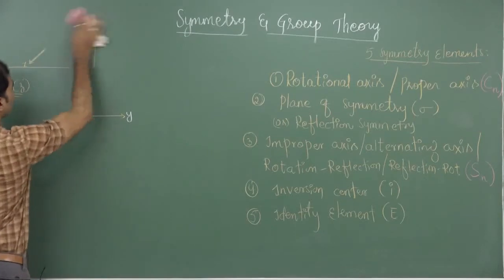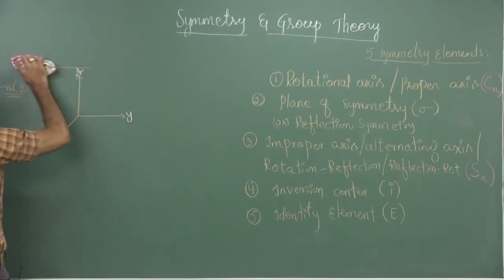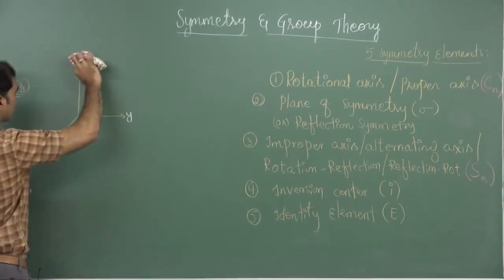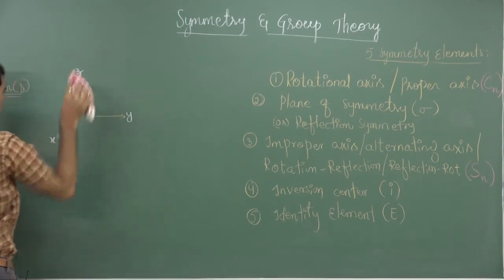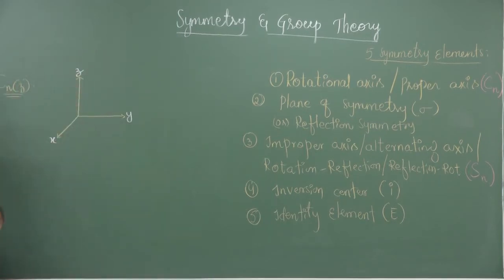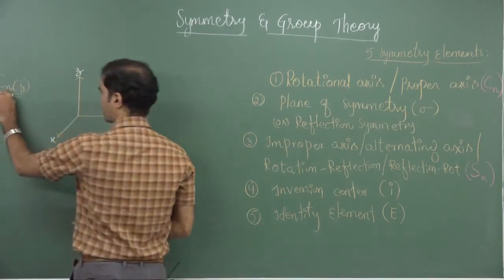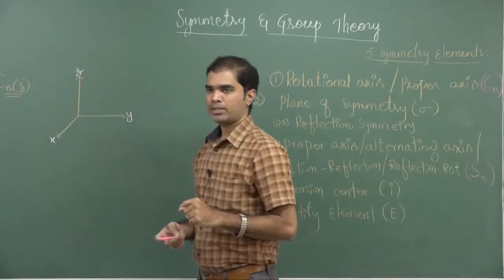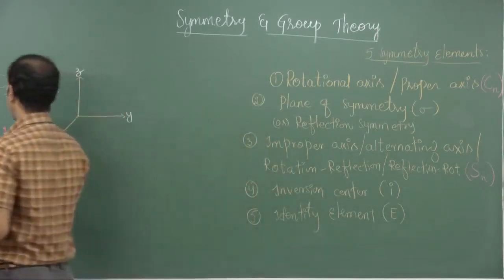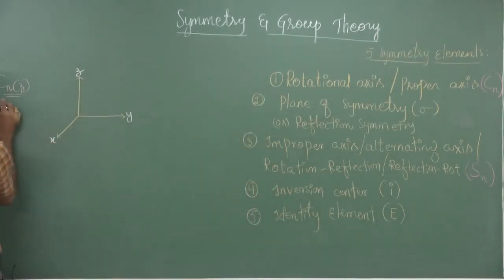For showing the coordinates, I am just erasing it. What we are trying to do is perform a rotation along z. So how much is n? Just let me take an example. Let me take C2 along z.